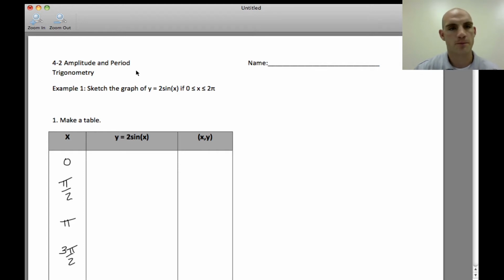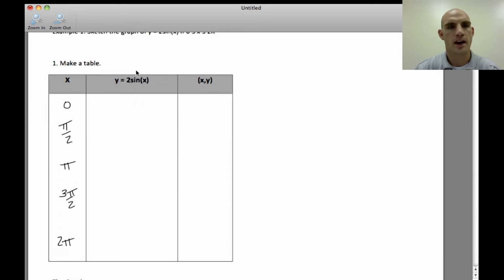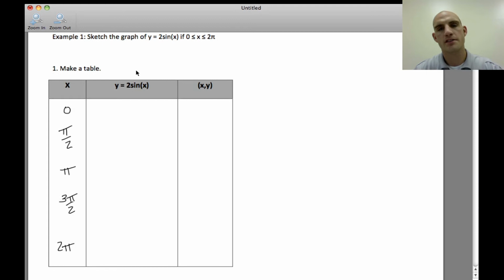In our first example, we're looking to sketch the graph of y equals 2 sine x. In our previous video, we learned how to sketch the graph using the table. So what I've done here is I've used those 5 key values that I was telling you about in the previous video to kind of set the stage. Once again, I'm picking easy values, so I'm going to pick natural values for x that would help me.